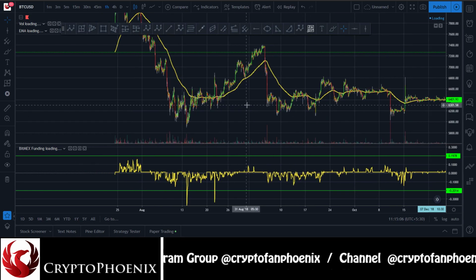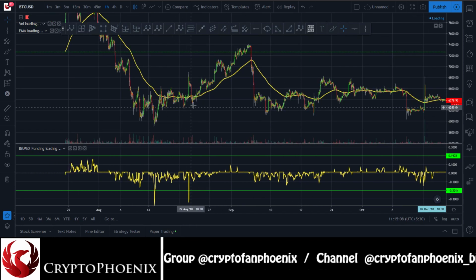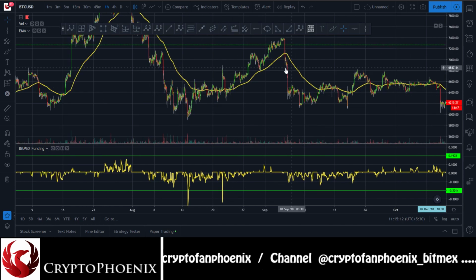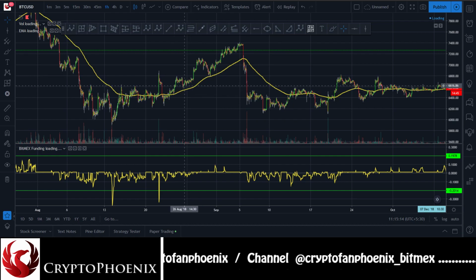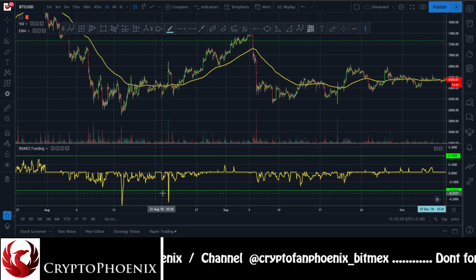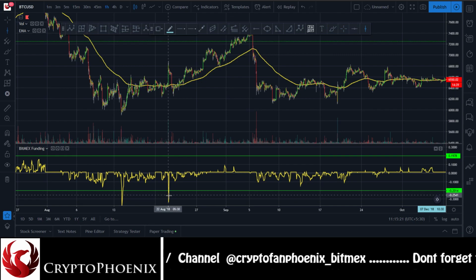Let's check out this moment. It's about the 200 moving average, above the 200 moving average. So we are finding these points where we can add longs. Look at this point, this was extremely negative.